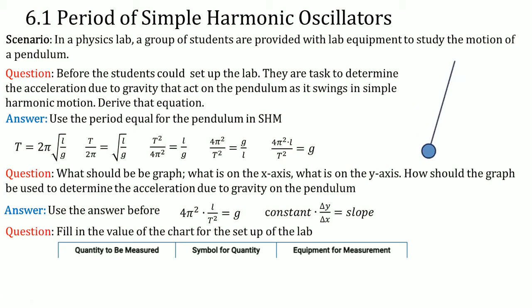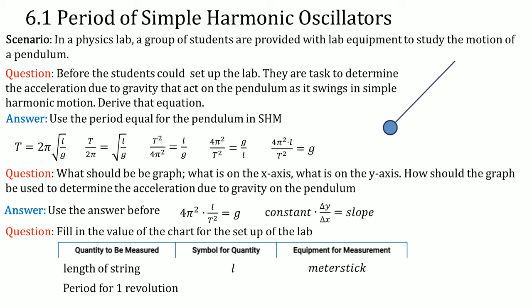The next question asks to fill in the values of the chart for the setup for that lab. The only two variables that you have here is the length of the string, which is the symbol L. The equipment that you can use is going to be a meter stick. The next is the period for one revolution. The period symbol is T. The unit for a period is seconds, so you're going to use the device to measure it in seconds, which is going to be a stopwatch.